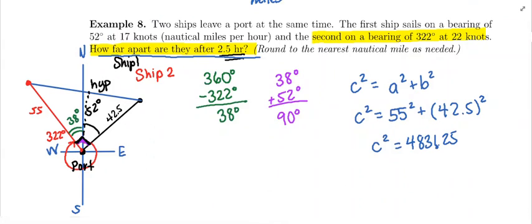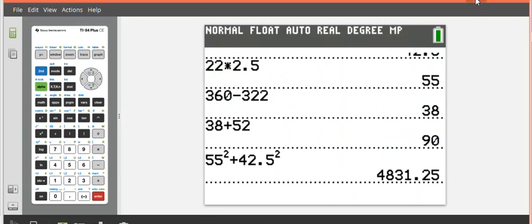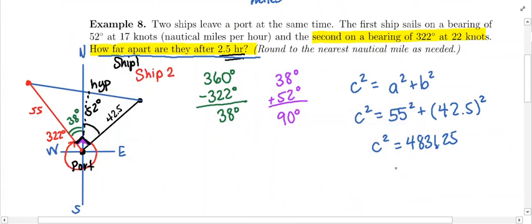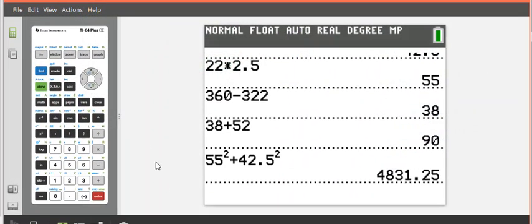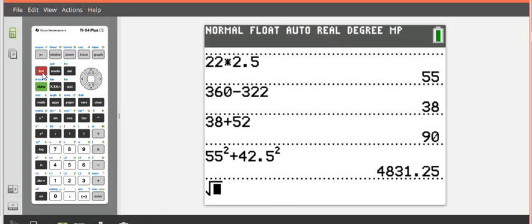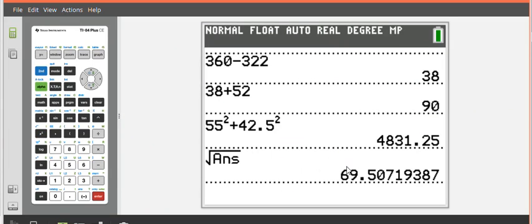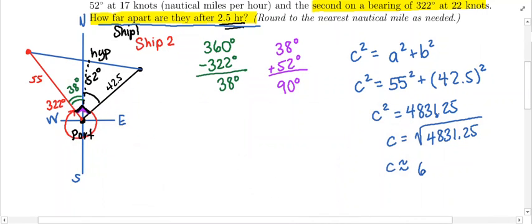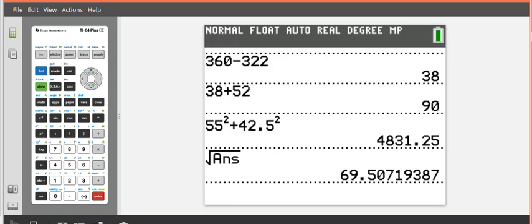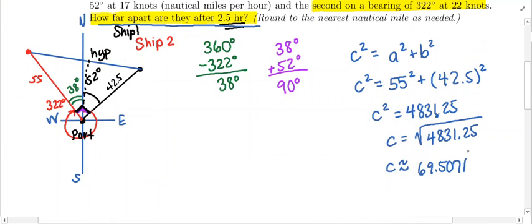Then if we want to solve this for c, we need to take the square root of both sides. The hypotenuse has to be positive. Carry all the digits. So if we pop this into the calculator, take the square root of the answer. Here we go. I'll write the full decimal expansion here. It's going to be 69.50719387.